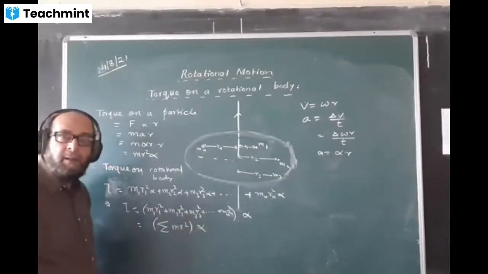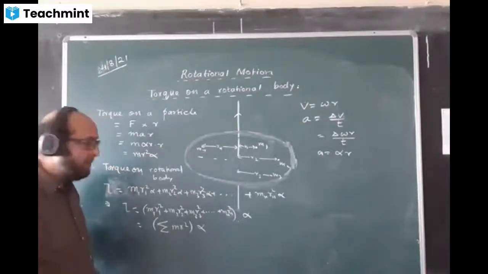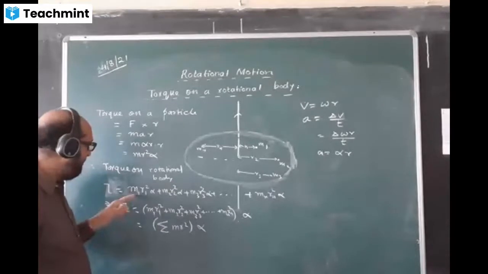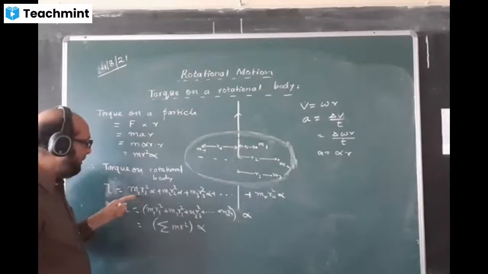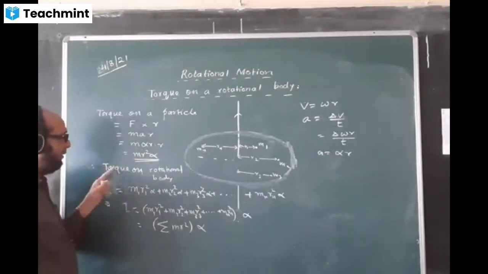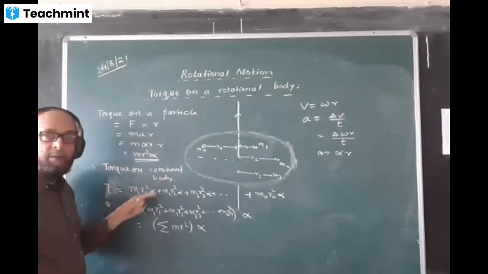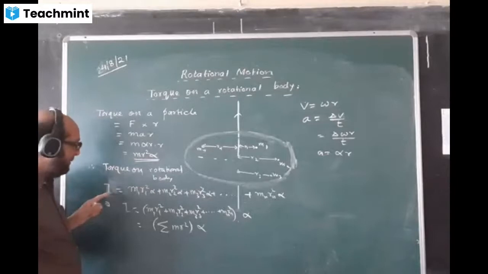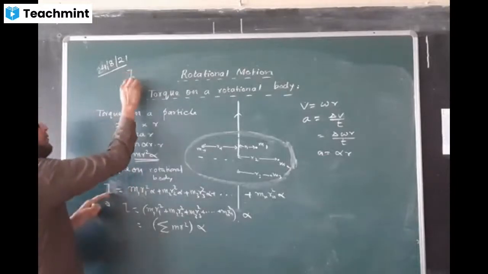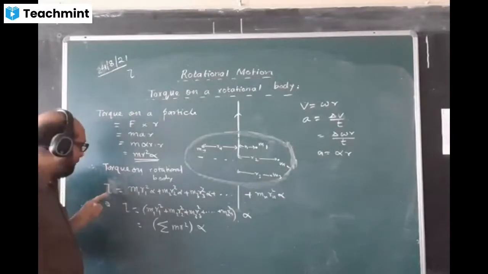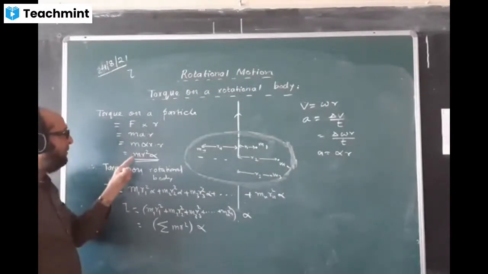So that front part stands for the torque on the rotational body. What is the torque formula we have? The torque on that rotational body. This is torque, denoted by the symbol tau. This is called total torque.